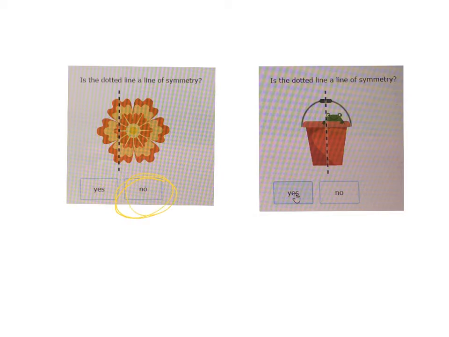This one, it's interesting because yes, they put it in the middle, and yes, the bucket is symmetrical, but because they have this little cute frog on this side, it is not a mirror image of this side. There's no cute frog. So, no, that's not symmetrical either.